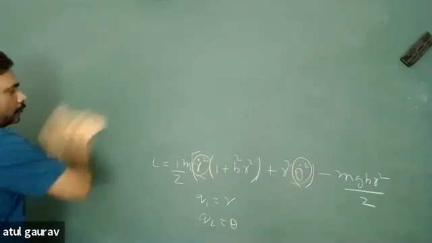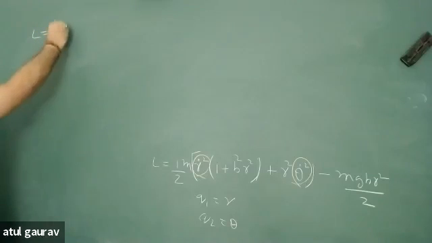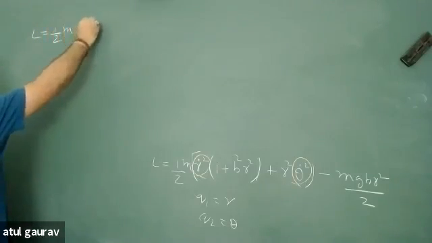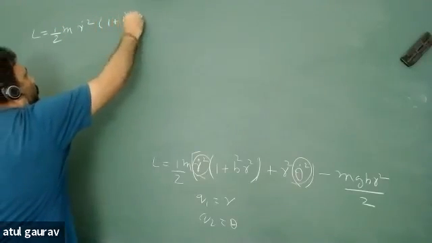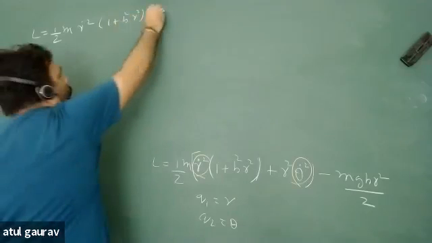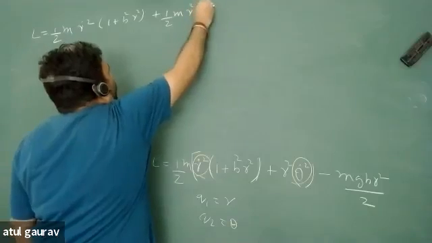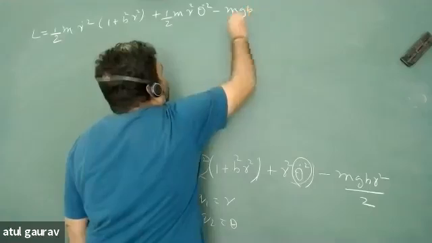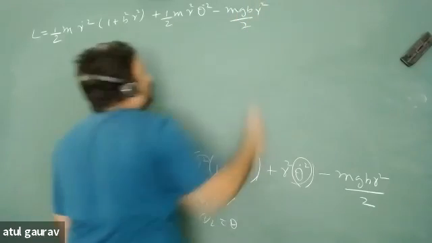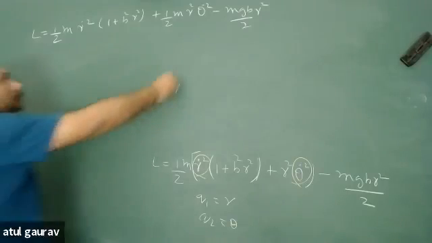Okay. So, what is your Lagrangian? So, the Lagrangian is half m r dot square, and I will write it separately, (1 plus b square r square), plus half m r square theta dot square, minus mgb by 2 r square. Now, is there any cyclic coordinate?